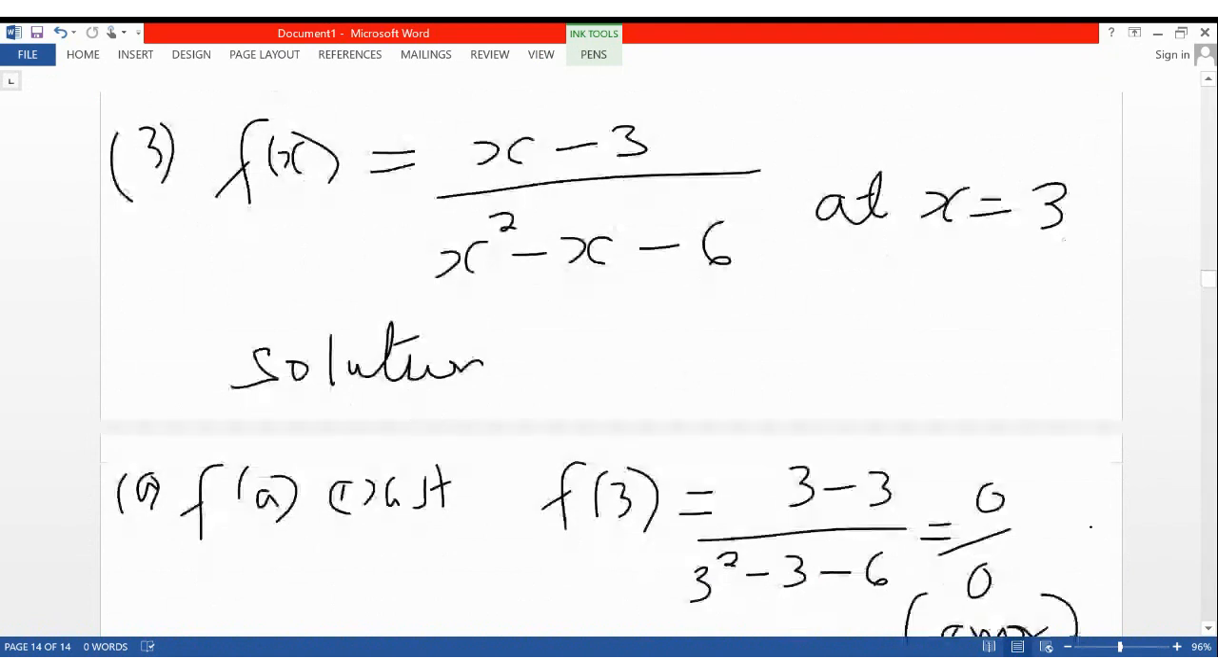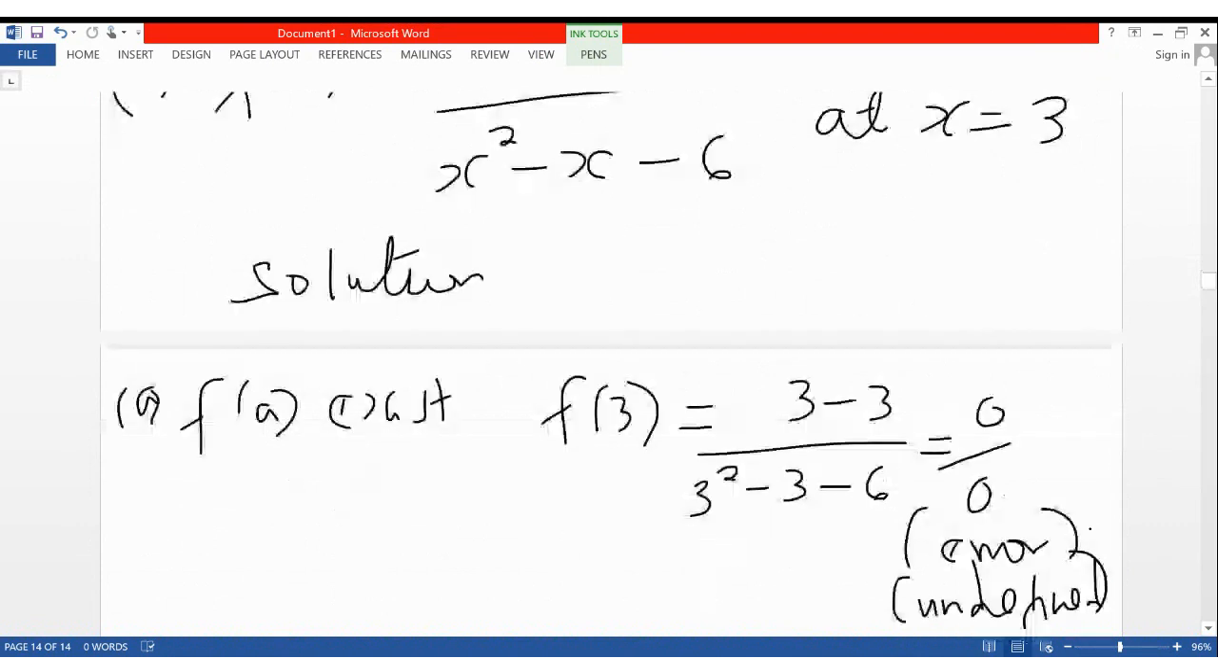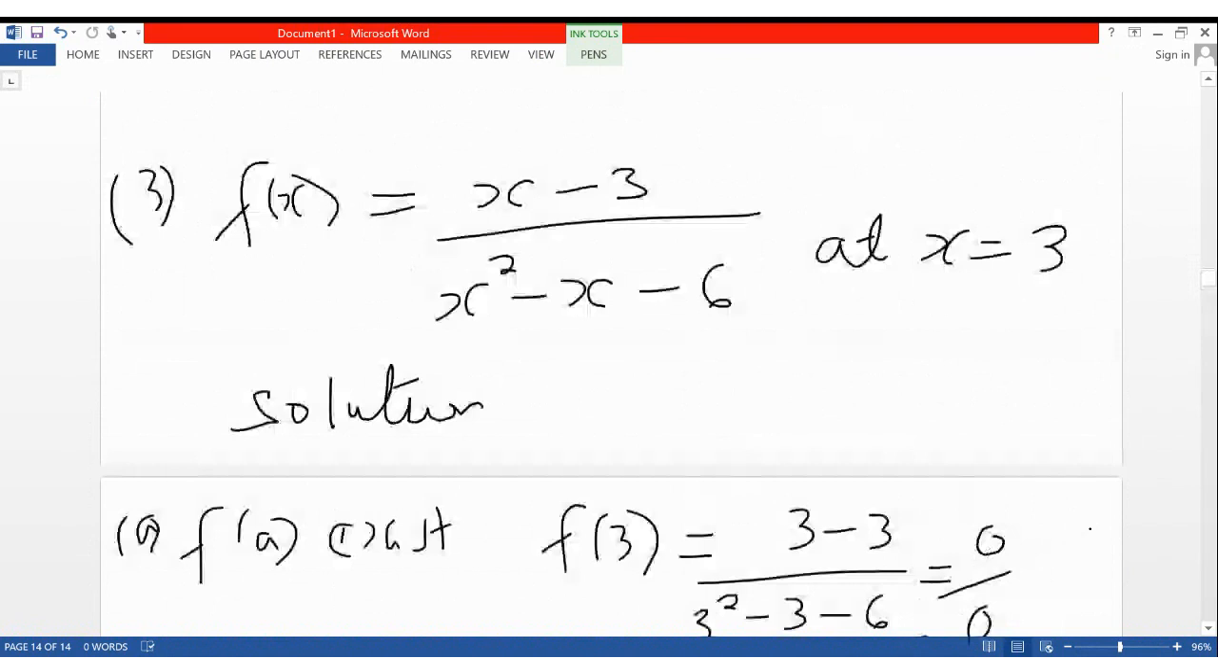But wait, there are some functions that have a removable discontinuity. So we don't conclude right away. We try to see if we can factorize the denominator and try to cancel with the numerator to remove the undefined nature. When you replace, you get an undefined nature. But when you do some mathematical manipulation, if you can factorize the denominator and remove the discontinuity, then it can still work.